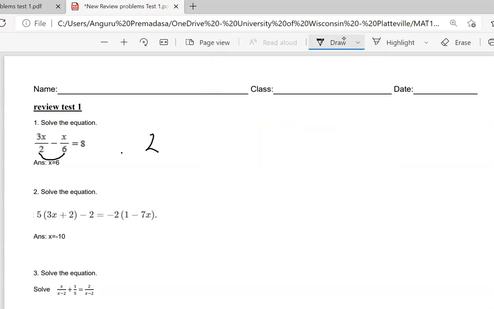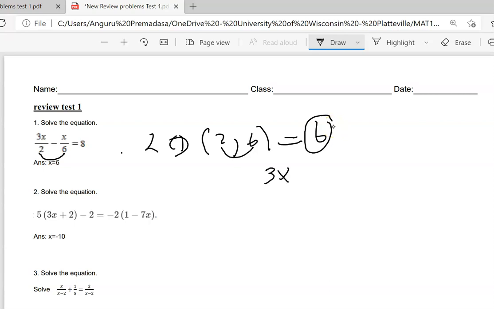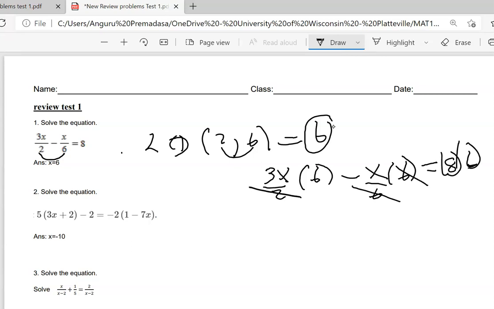You can tell the LCD of these denominators, 2 and 6, will be 6. If you don't want to take the LCD, you can even take a multiple, which is 12. That's fine too. Then you multiply the entire equation by 6, so you have 3x over 2 times 6 minus x over 6 times 6 equals 8 times 6. When you do that, you will notice that all the denominators will disappear. 2 times 3, 6 will go off altogether, and you will just have a linear equation which you can solve. So I want you to go ahead and do that.